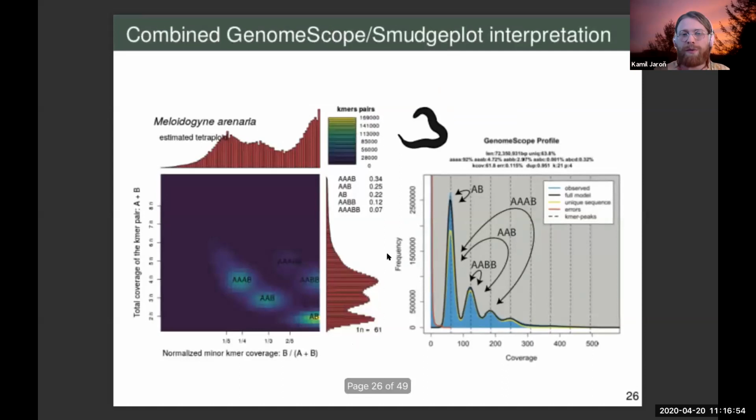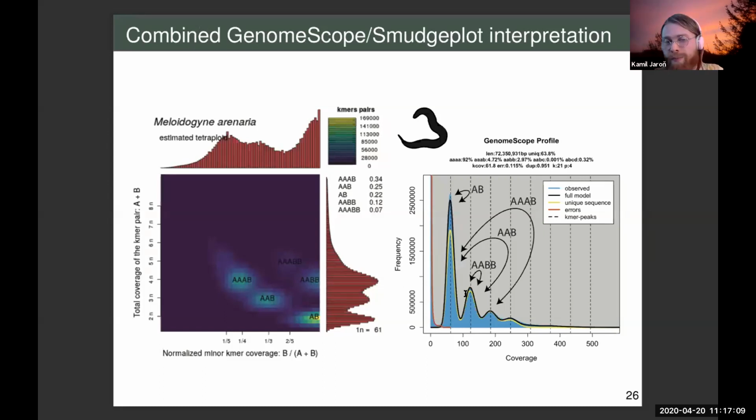So if we put this together, by the way, this is a root-knot nematode, Meloidogyne arenaria. We see that the AB smudge represents a Kmer from this distribution pairing with itself. We have the AAB smudge, which is a pairing of 1n and 2n distributions. Then we have AAAB, which is 3n and 1n, and then we have AABB, which is 2n with itself.